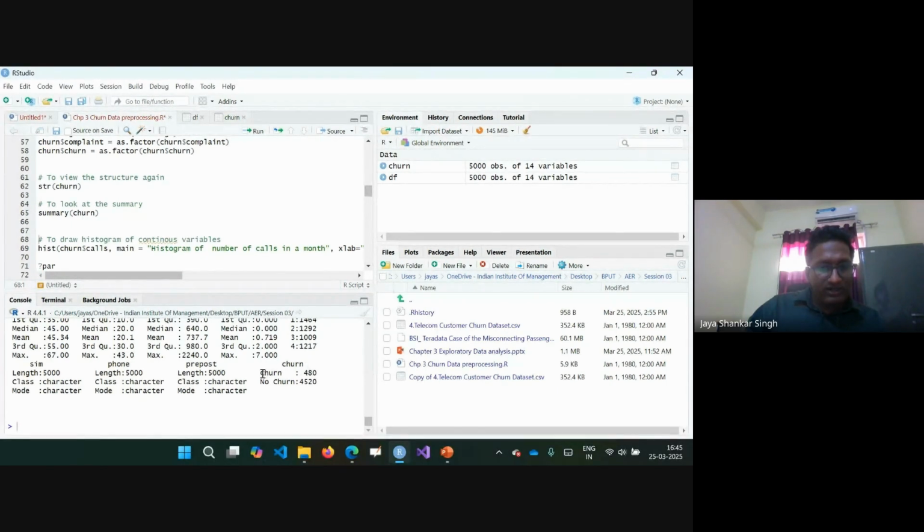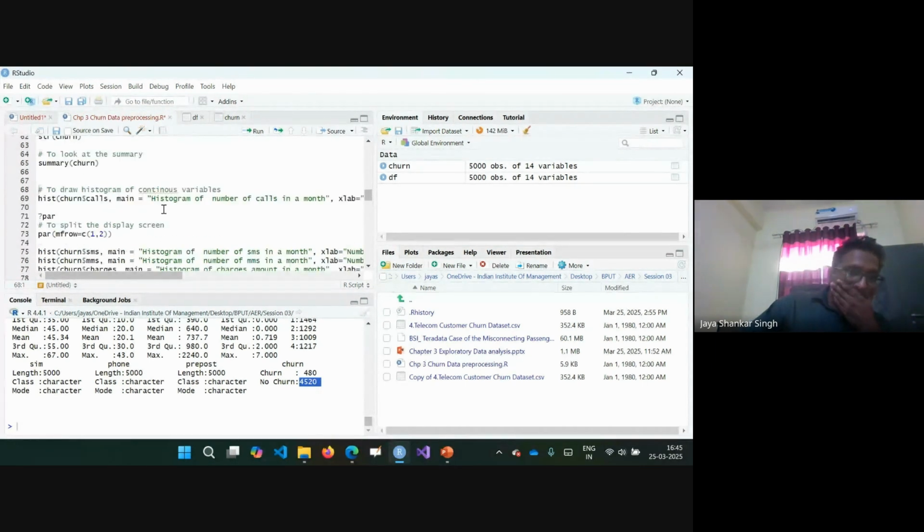You can look at this churn and no churn data also. So we have 480 churns and 4520 no churn. Okay?